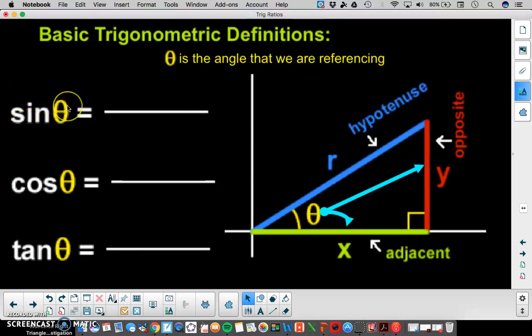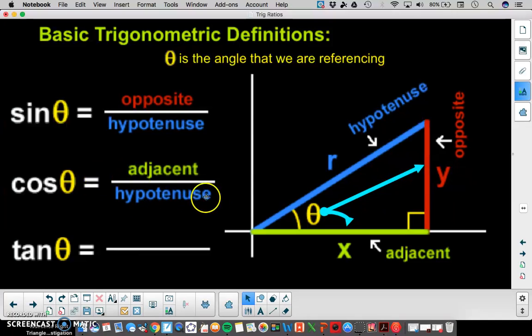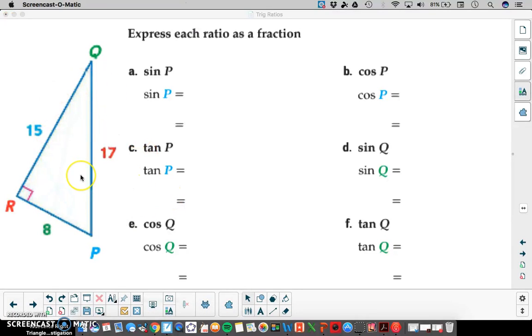Based on the definition of sine of an angle, that is represented by the opposite side over the length of the hypotenuse. So here, that would be y and r. So the ratio for sine would be y over r. For cosine of theta, the definition says that is adjacent over hypotenuse. So the cosine of theta would be x over r. Tangent of theta will be the opposite leg over the adjacent leg. So y over x.